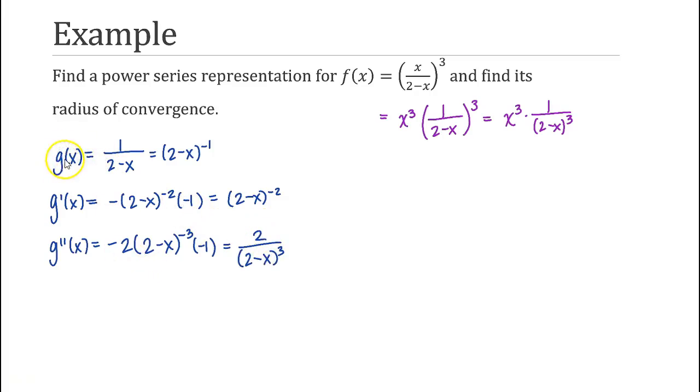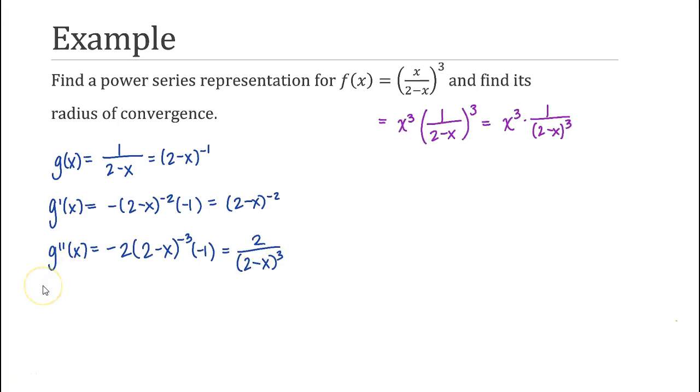So my original function that I started with was geometric, 1 over 2 minus x. And by differentiating it twice, I ended up with something pretty close to 1 over 2 minus x cubed. I'm just off by this 2. So what that means is I can think about 1/2 of g double prime of x being equal to 1 over 2 minus x cubed. If I just multiply both sides by 1/2, the 1/2 and the 2 will cancel and get me that 1 on top.